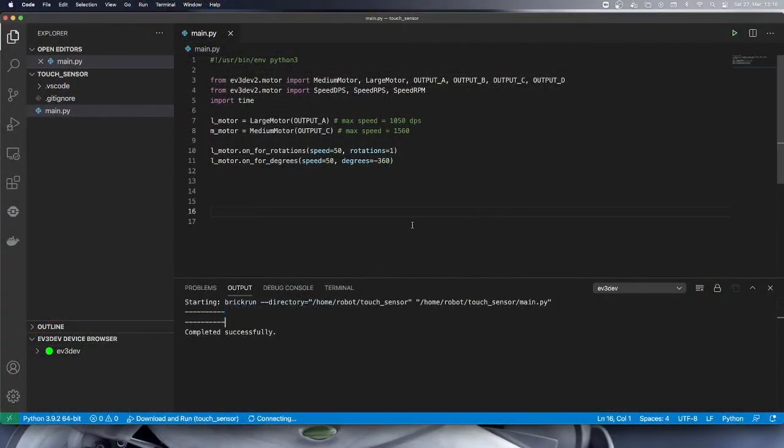So this is it about controlling the motor to travel a certain amount of degrees at the specified speed. And always remember, you can use these conversion functions to convert from degrees per second to the speed percentage, revolutions per second to the speed, and revolutions per minute to the speed that you want.